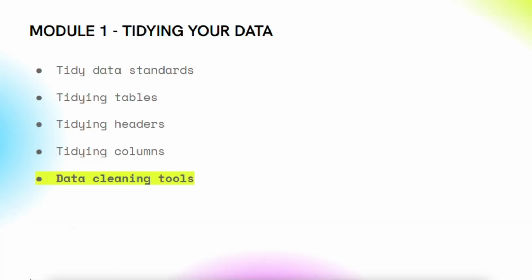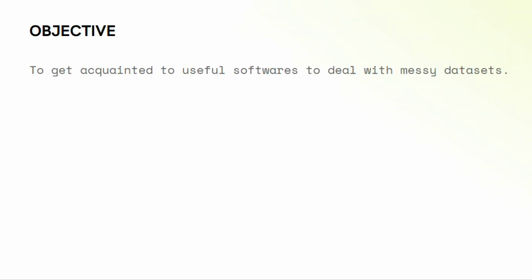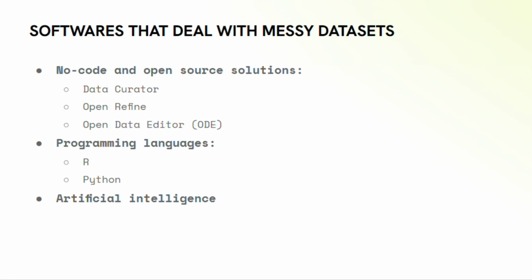Okay, so welcome to the final lesson of our tidying your data section. So far we've seen a lot about each aspect of the table, and now we're going to talk about data cleaning tools to help you tidy your data. Okay, so we're going to see 6 different tools that we can use, and obviously they have different objectives and characteristics. So I categorize them in 3 sections. No-code solutions that are also open source, programming languages that are open source, and artificial intelligence.